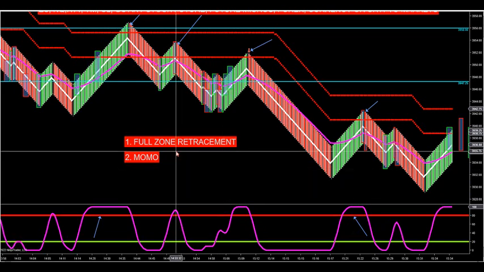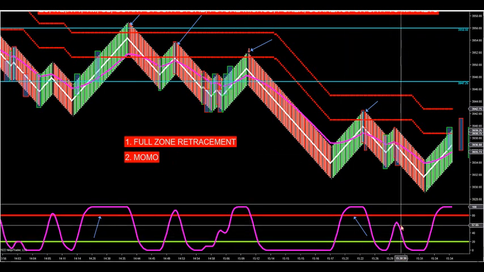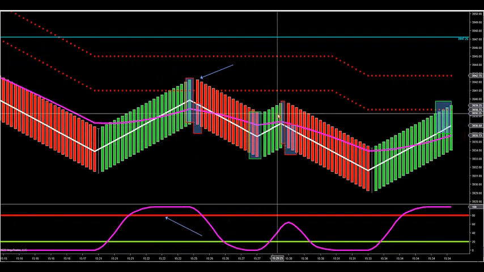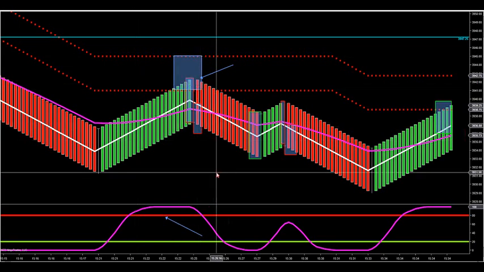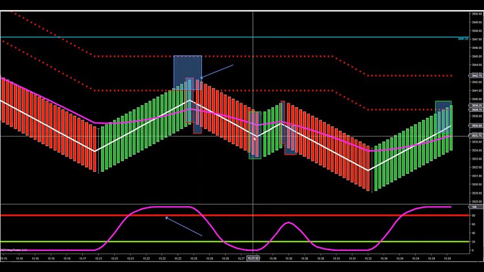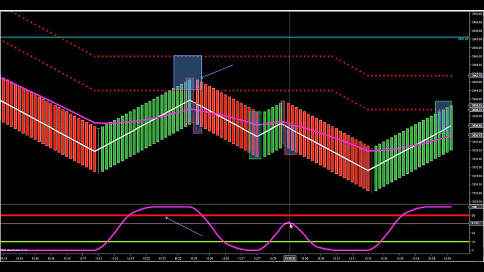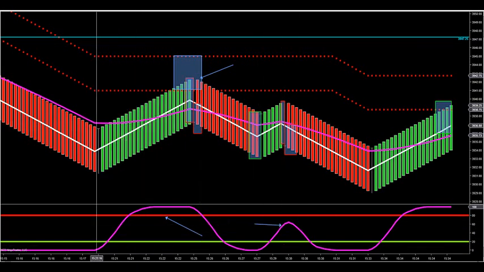So what is a MOMO trade? A momentum trade is when the oscillator down here does not get above 80. Let's say the oscillator is moving up, we're getting a retracement, green bars are coming in. I'm not at the zone here, so it's not considered a full retracement sell. If these moving averages that I have put on the chart do not cross, and this white line cannot cross up the magenta, and the oscillator does not go above 80, then you have what's called a momentum sell in the market.